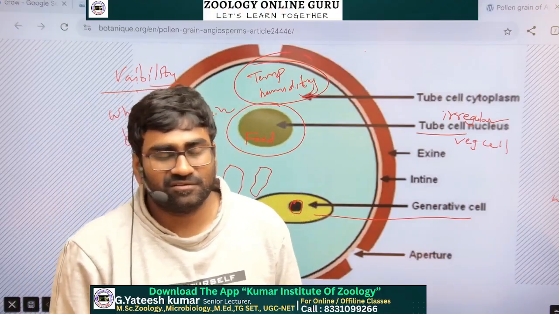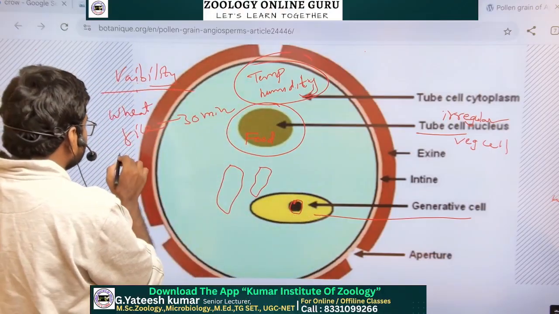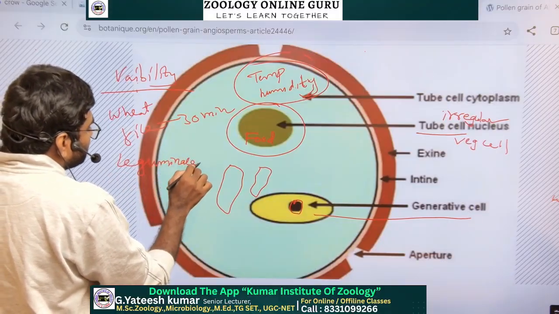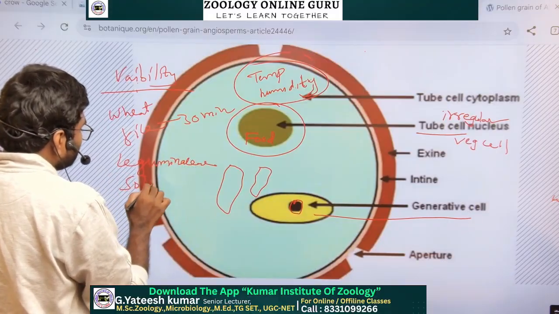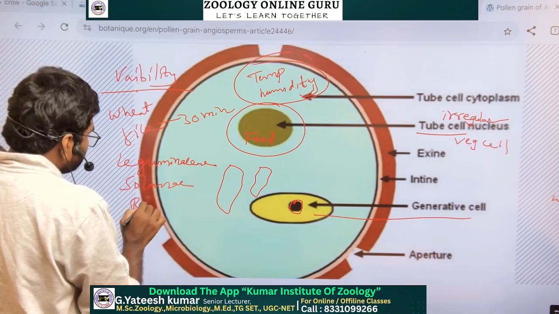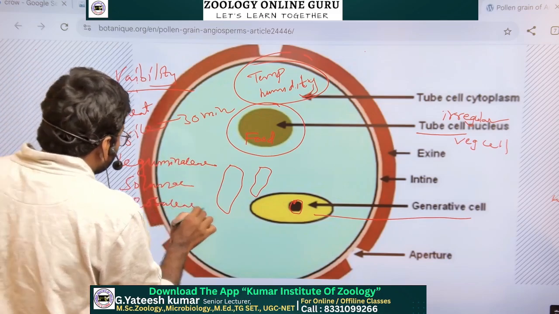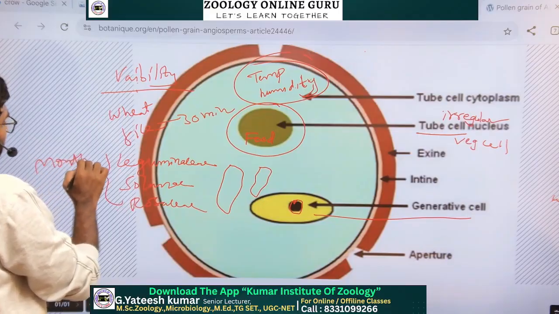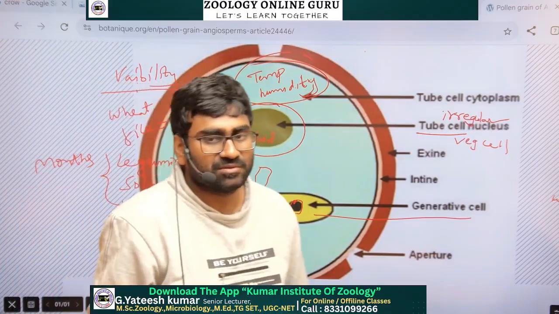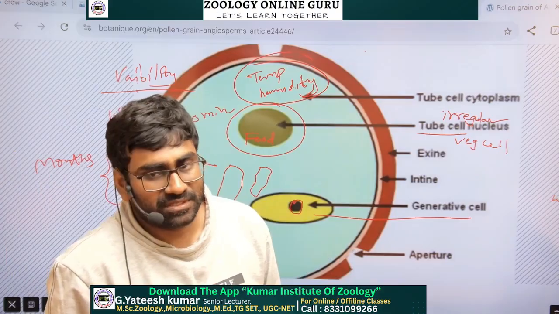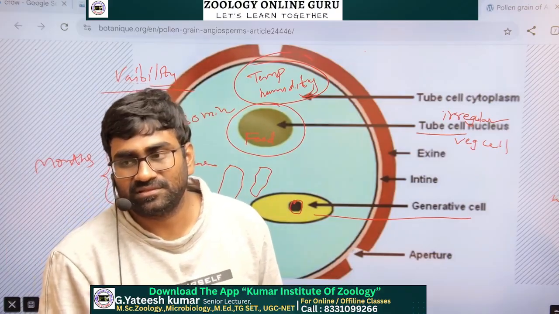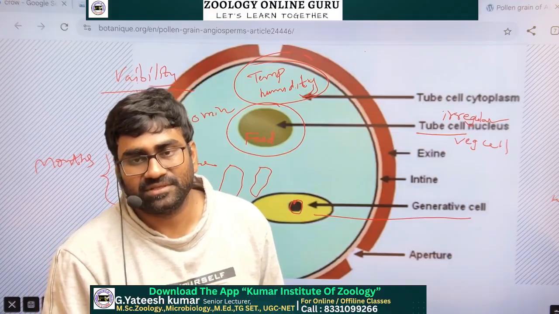Whereas in some members of Leguminosae, Solanaceae and Rosaceae, the pollen can remain viable for months. The pollen grains of Leguminosae, Solanaceae, Rosaceae have viability for some months, more than 3 months.